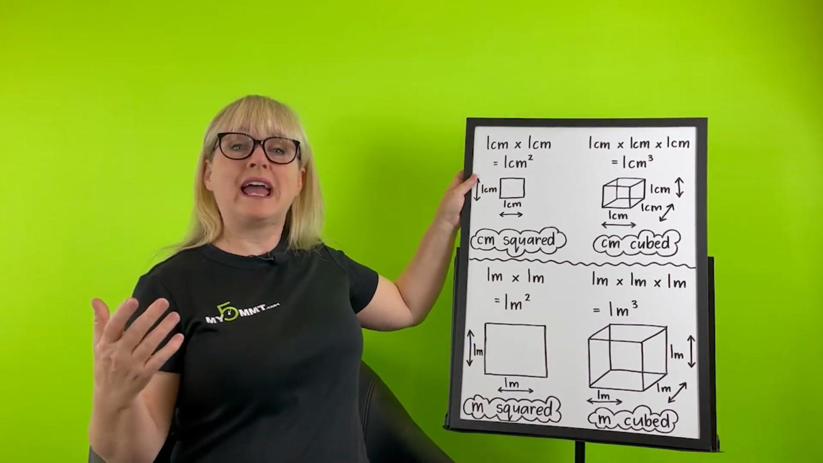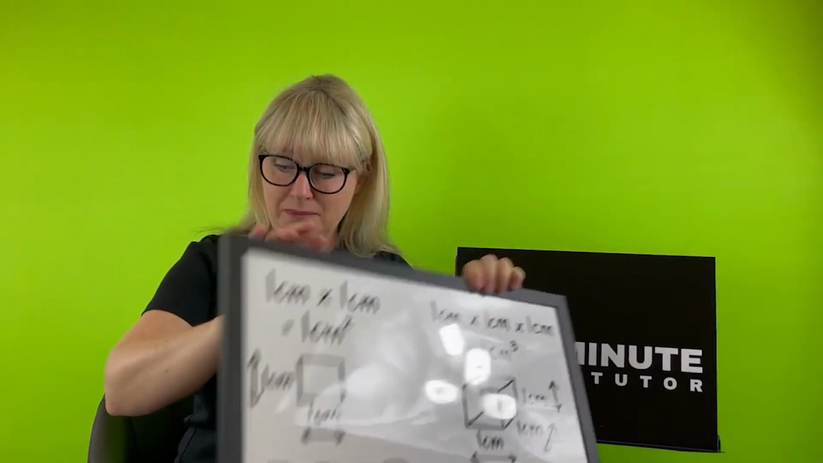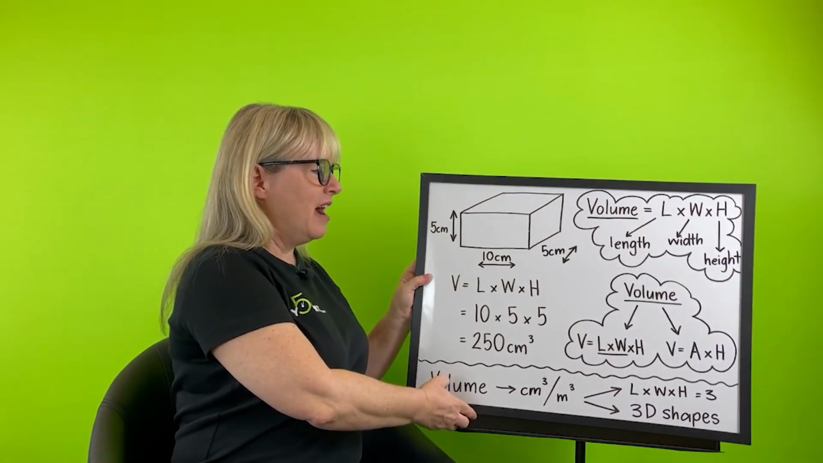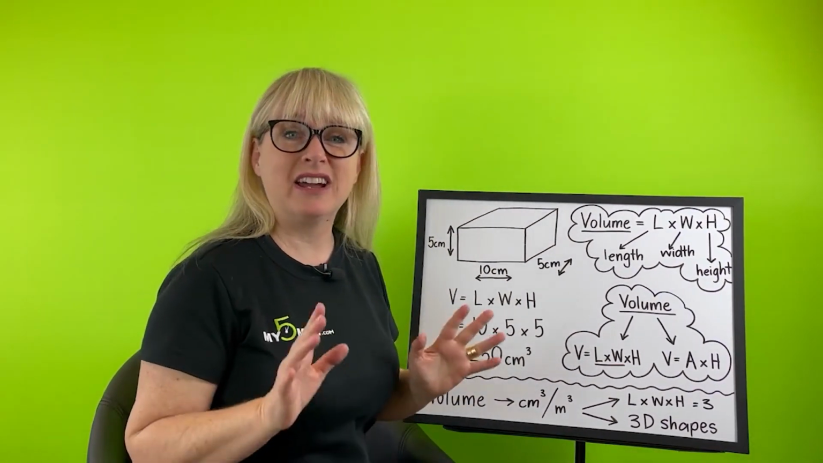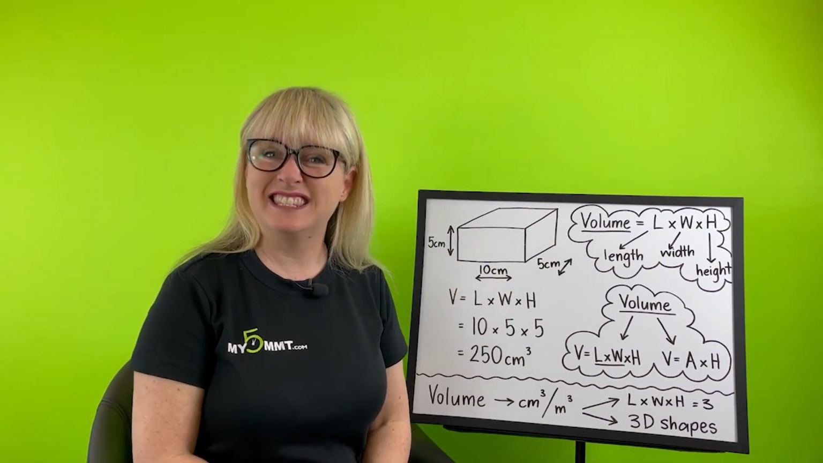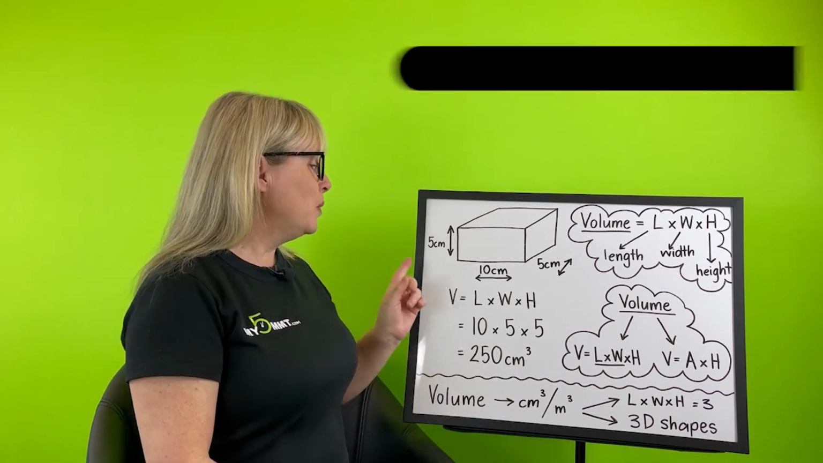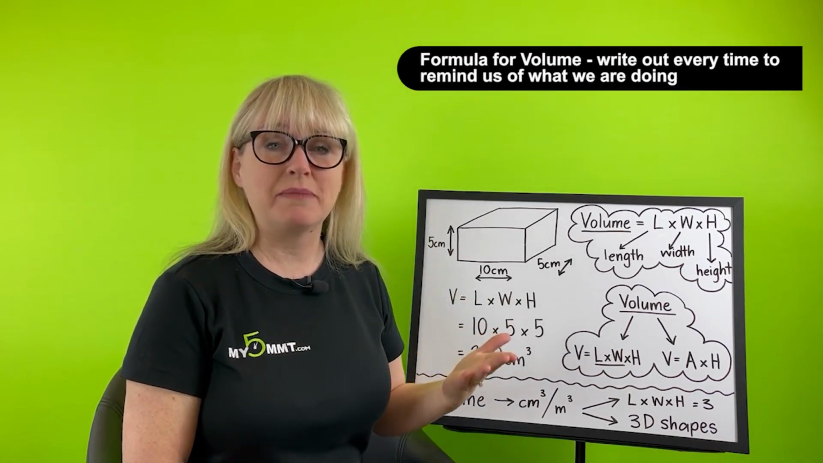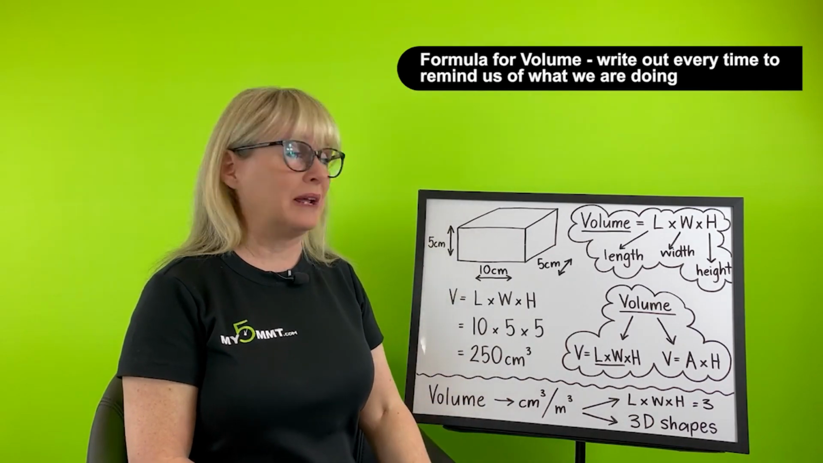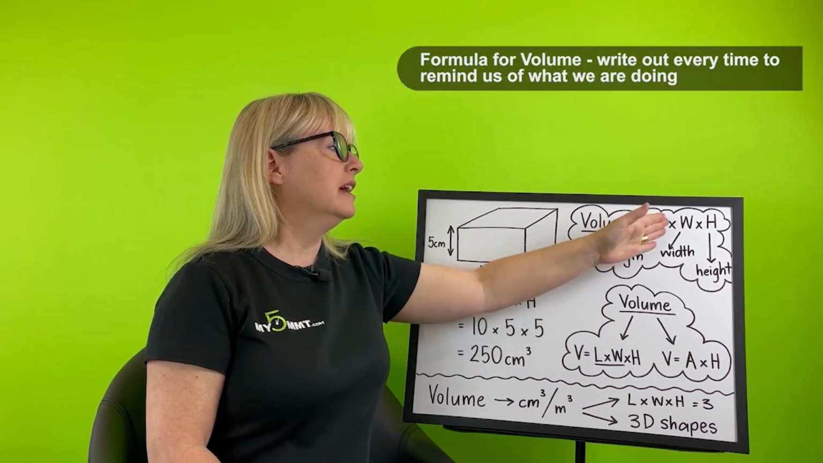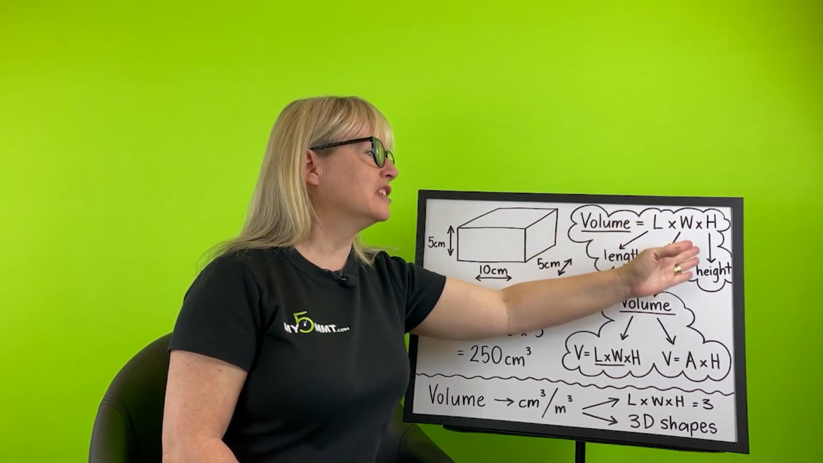So we can work out how this might be something that can help us calculate the volume of a range of shapes, like this one here. I'm looking at my measurements and I notice that all of them are in centimetres, so this is calculating centimetres cubed. We need to use a formula, something we write out every single time that's going to remind us of what we're doing. We use volume equals L for length, W for width, and H for height.